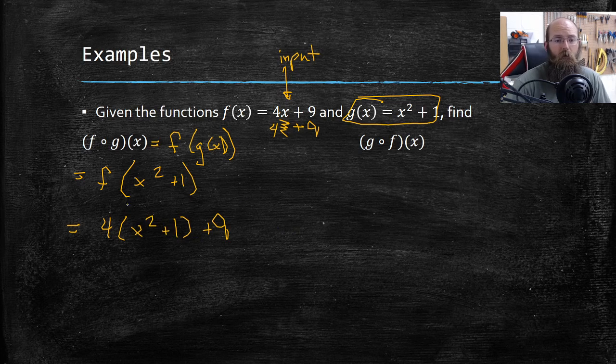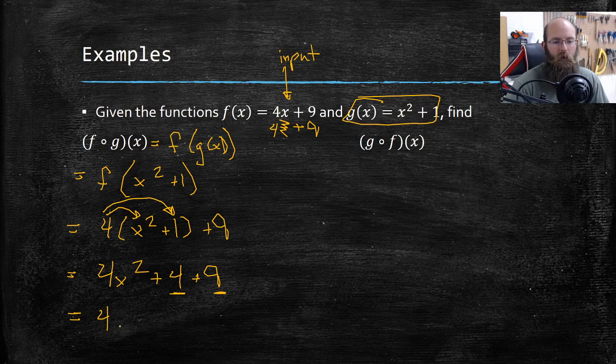Now I have to distribute because I have multiplication happening. Multiplication and subtraction, I often have to distribute stuff. So that 4 gets multiplied through. What's 4 times x squared? 4x squared. What's 4 times 1? 4. And then this 9 is just being added off to the end. Then I have like terms, so I'm going to add those suckers up together, and I get 4 plus 9 is 13.